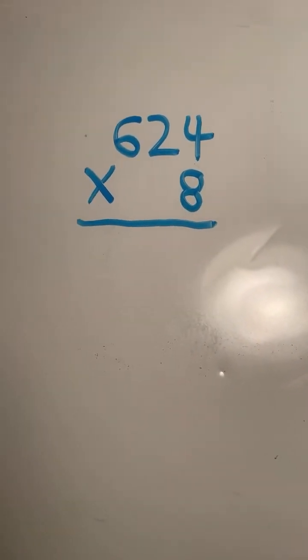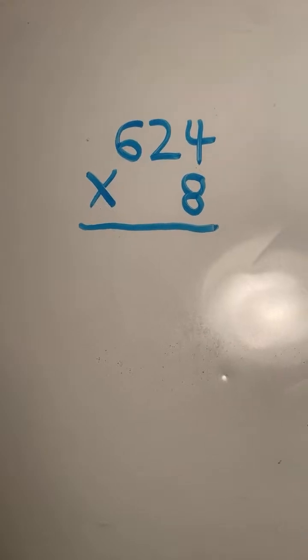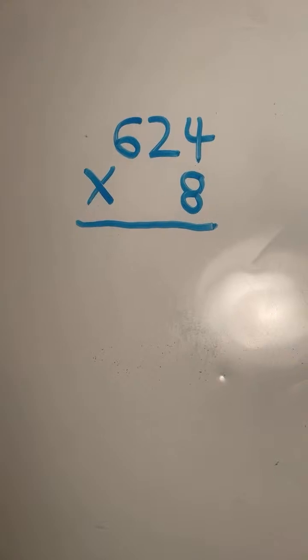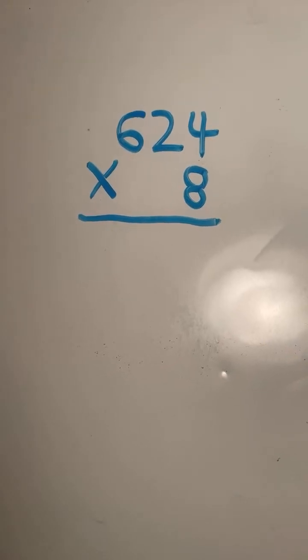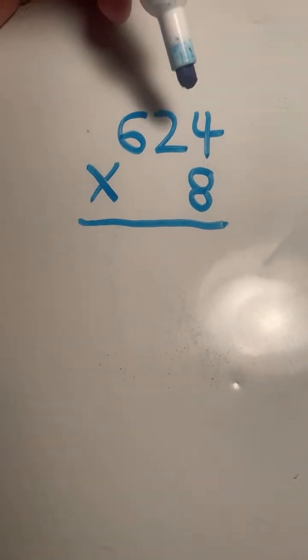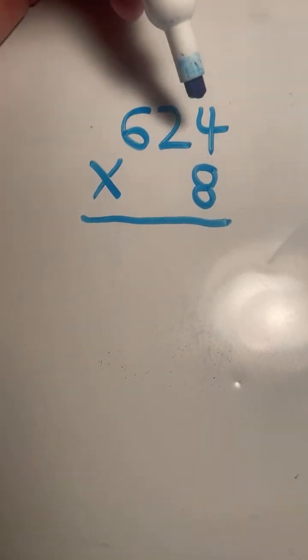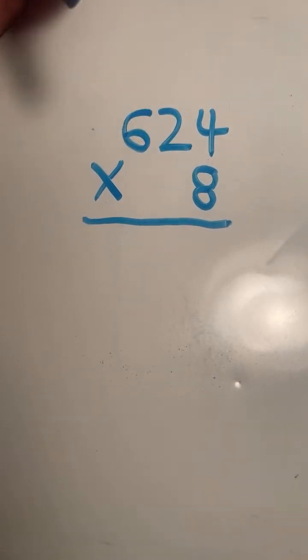So this live stream is going to focus on multiplication and division. Our first example problem is 624 times 8. And I'm going to go through step by step how to solve that problem. When you see a problem like this, think of it as 3 separate single-digit problems where we regroup anytime the product is 10 or more.